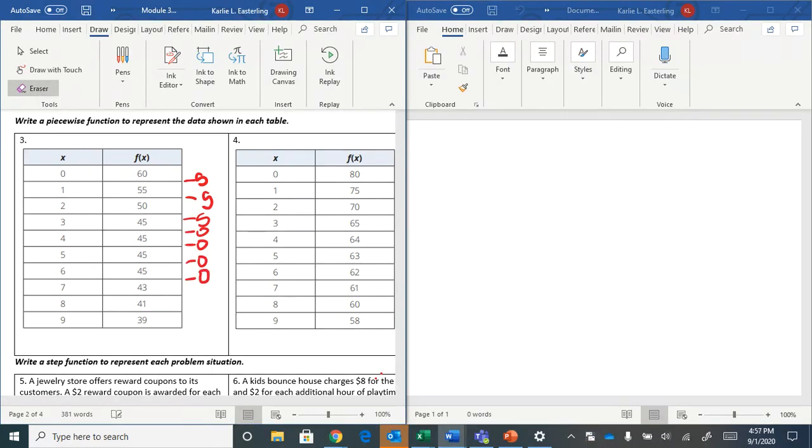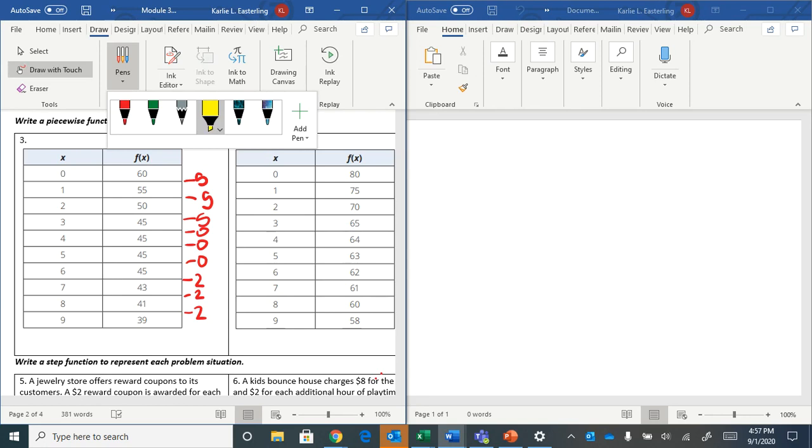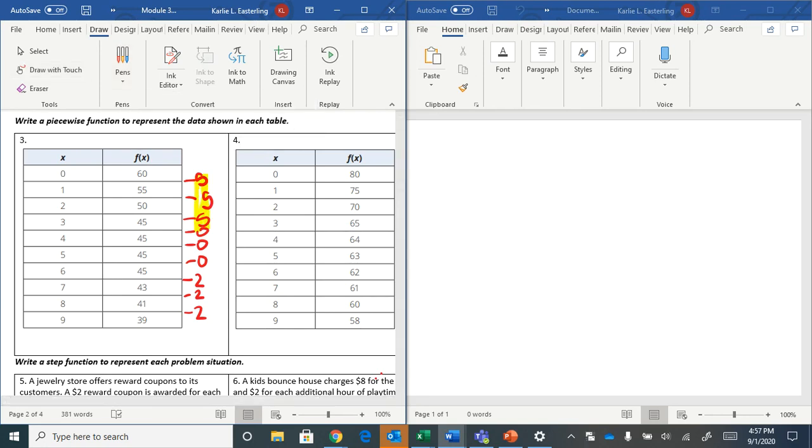Oh, wait, not there. So then at this point, we're not subtracting 0. We're subtracting 2 to get from 45 to 43. So we're going to subtract 2 again, and subtract 2 again. So that is showing us our different pieces. So for one piece, we're subtracting 5. Then we're subtracting 0, and then we're subtracting those 2's.